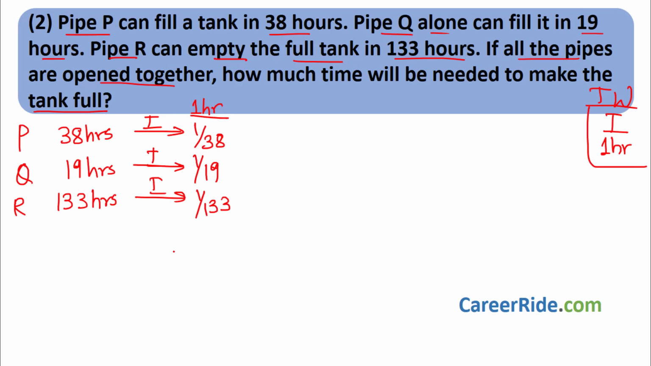Now over here, say we open all the three pipes. We have pipe P, we also open pipe Q, and we also open pipe R. But should this be minus or plus? This should be minus. Why? Because pipe R is emptying the tank. We have learned whenever we are filling the tank, we will take plus. Whenever we are removing water, we will take minus. Okay. So this is removing water. Pipe R is removing water.